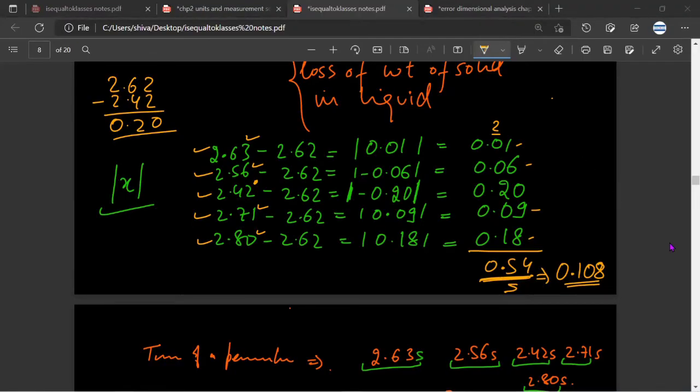So, Mr. CB, any doubt? Okay. Now, these are the figures that we have: 0.01, 0.06, 0.20, 0.09, 0.18, and we got the average of these to be 0.108. Is 0.108 the right answer? So, what should we write? Ms. Avantika, rather than 0.108, what should I write? You're asking me to round it off. You can give any answer that you want, whatever you feel is right.